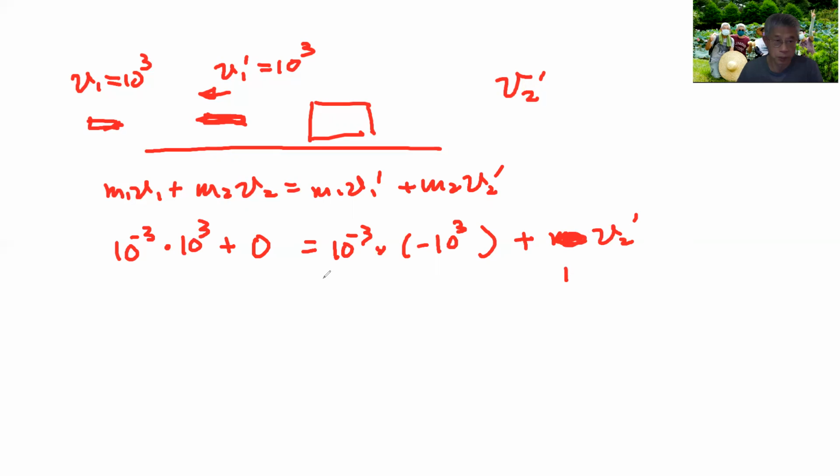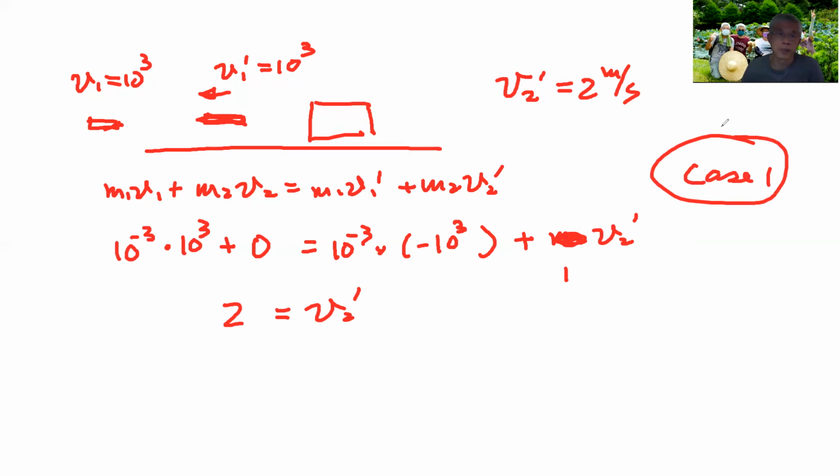Then we move this to that side, so that becomes 2. 2 is equal to V2 prime. So we know V2 prime will be moving to the right and is equal to 2 meter per second. So that's case 1. Let's remember that: 2 meter per second.